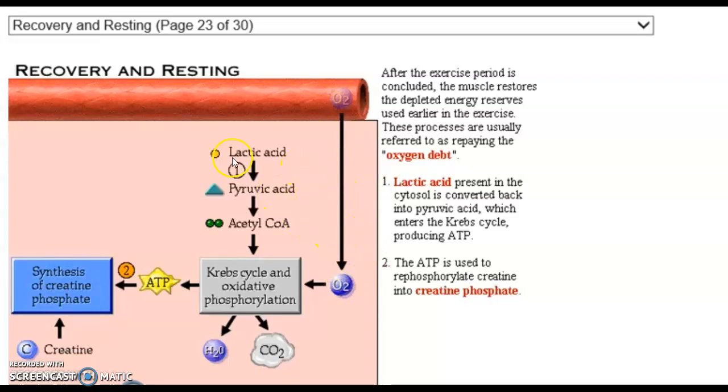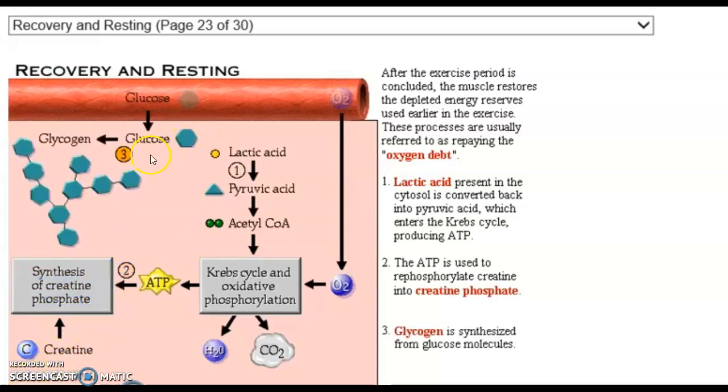We have to have a time we can even convert the lactic acid back into pyruvic acid, and even at that point use it to make more ATP. And then we have to resynthesize the creatine so we can start the process over when we use it again. We also have to restore our glycogen reserves that we've used up.